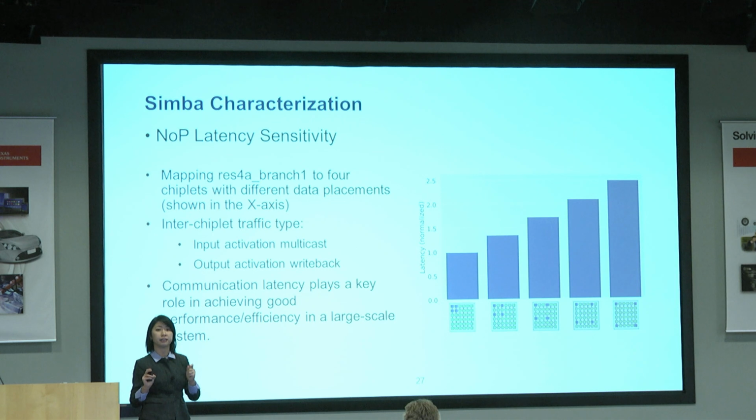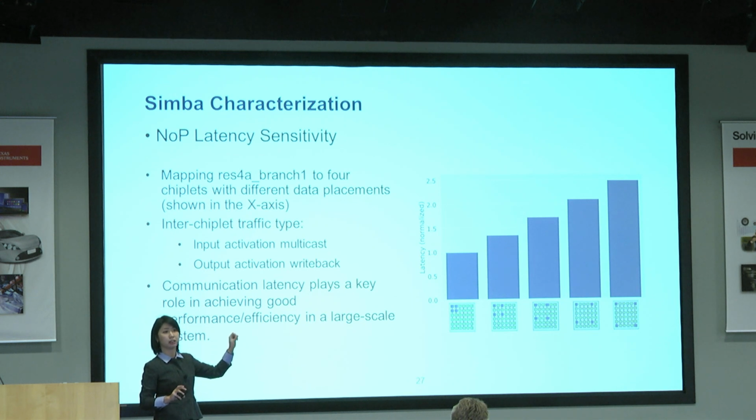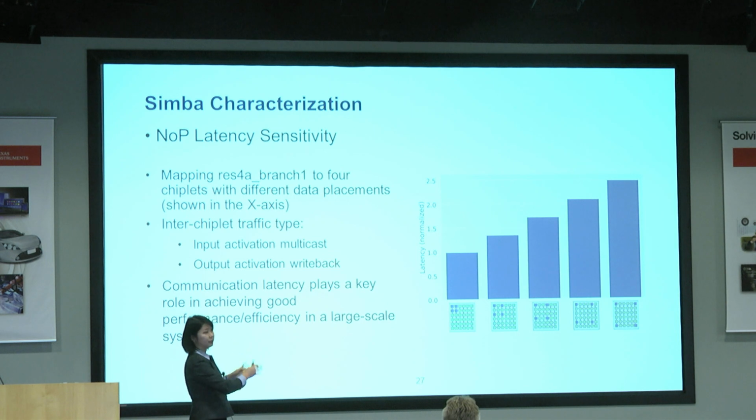actually run in which layer. So in this example, we pick one layer and we always map to 4 chiplets. But what's different is that we're changing the physical locations of those 4 chiplets. The one on the very left is always cornered in the upper left corner. But for the one on the right, we fully spread it out. So they are at the 4 corners of the package, basically 5 hops away from each other.